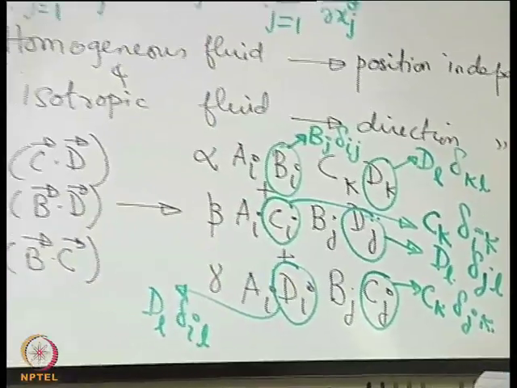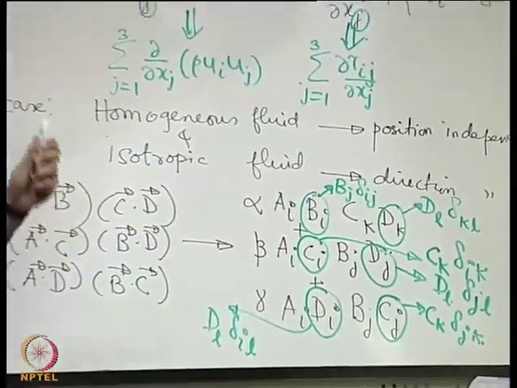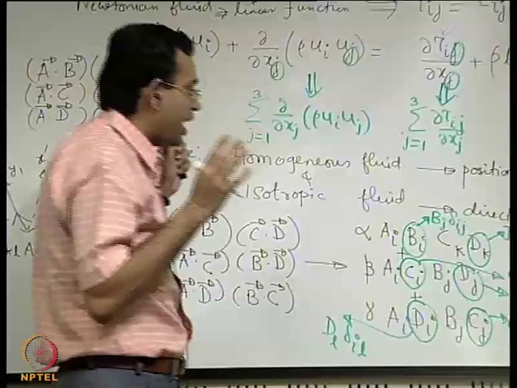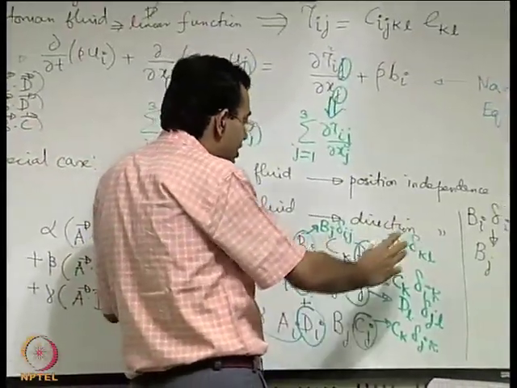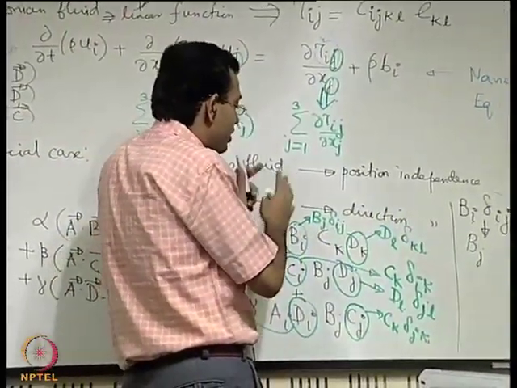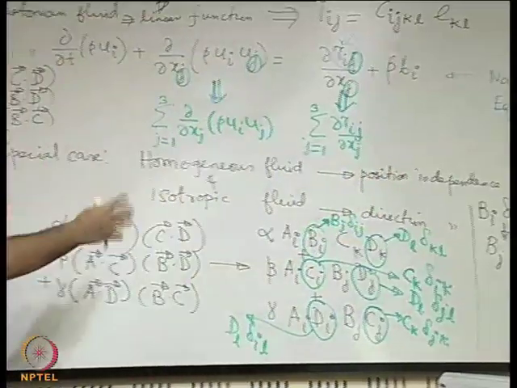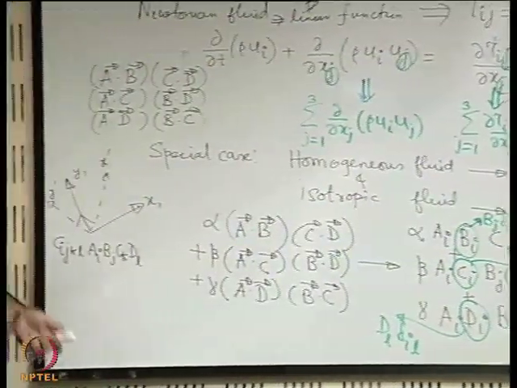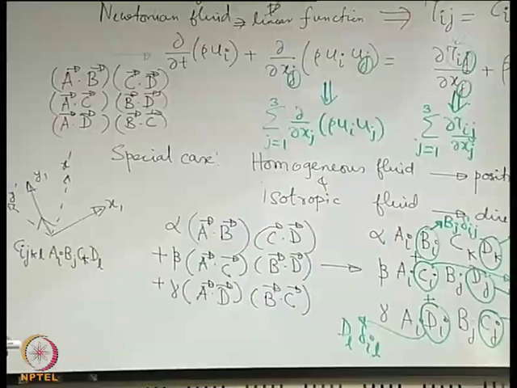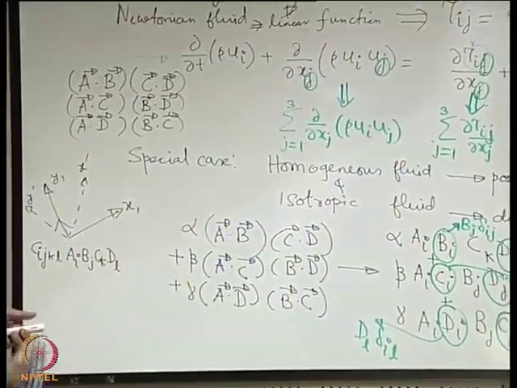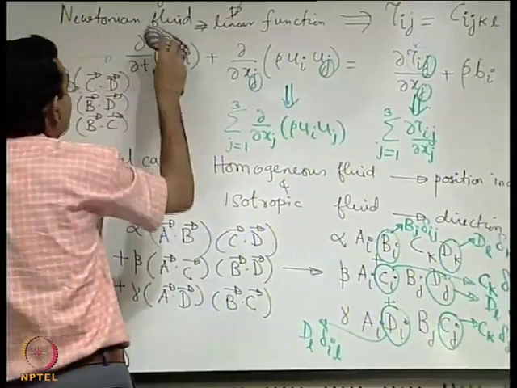So, if you write in this way, see what is our desperate act? The desperate act is we want to write the right hand side just in a form A_i B_j C_k D_l. Okay. So, using this simple notation, we are able to write it in this way. So, let us write that then.